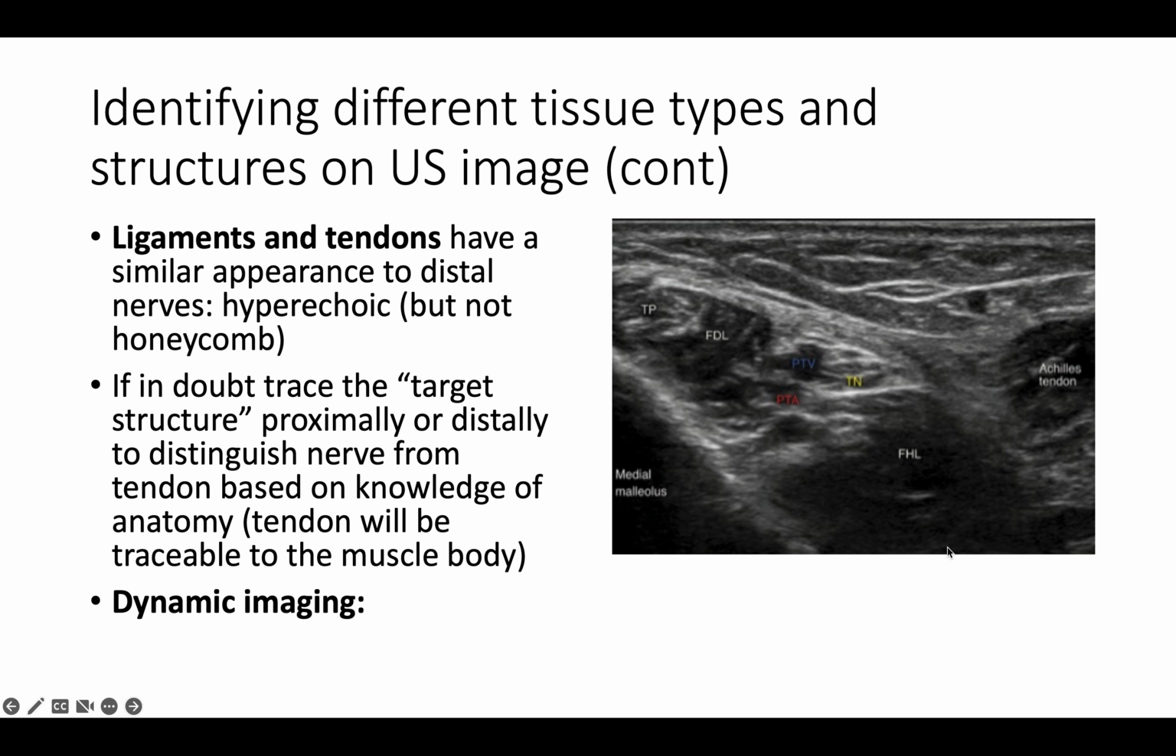Tendon. So tendons sometimes look very similar to nerves. This is an image for a tibial nerve block at the ankle. We have the Achilles tendon, we have the medial malleolus. So this is our tibial nerve. We have vessels here, artery and two veins. But I want to bring your attention to tendons, right? So the tendon here, tibialis posterior, looks almost like a nerve, like the tibial nerve.